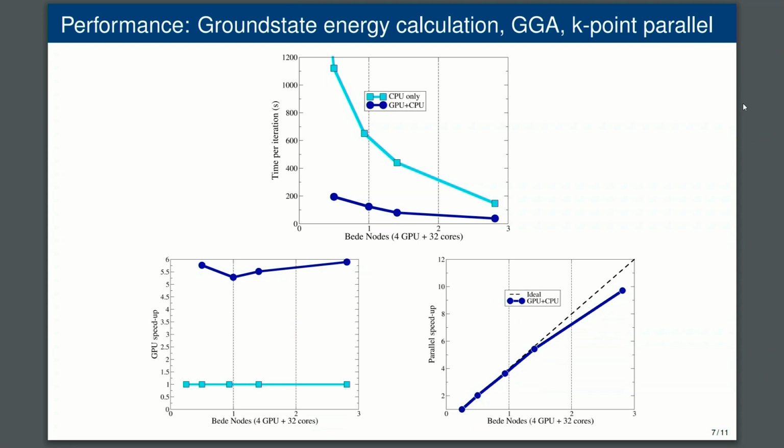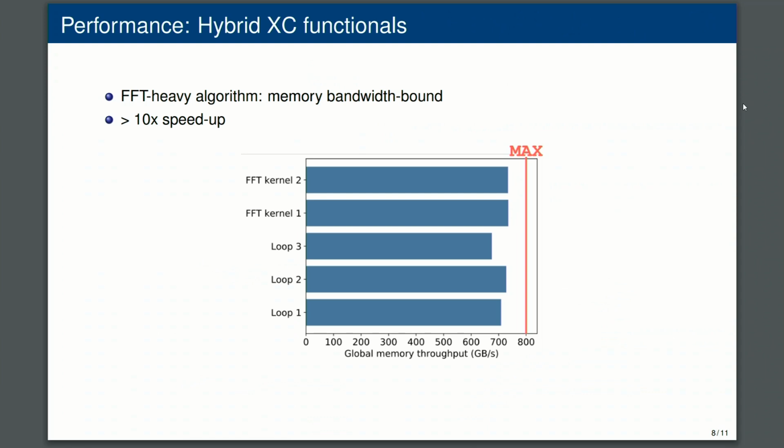As I said, the graphs I've just shown you are all related to a semi-local XC functional, which is kind of the workhorse of DFT. For hybrid XC functionals, which you may be interested in if you're doing band gap calculations and the like, the algorithm used in plane wave DFT codes is extremely FFT heavy. About 95% or more of the total runtime is spent in FFTs, which means it's essentially a memory bandwidth bound algorithm, which means that it's ideal for GPUs.